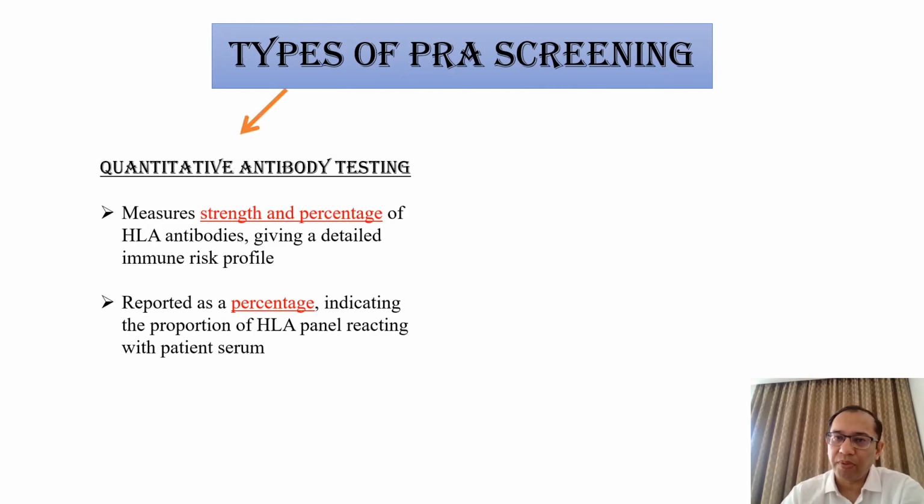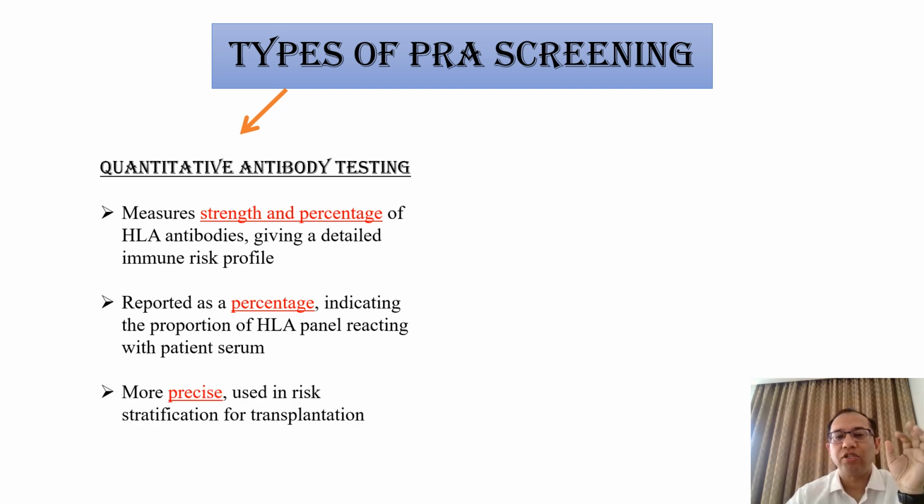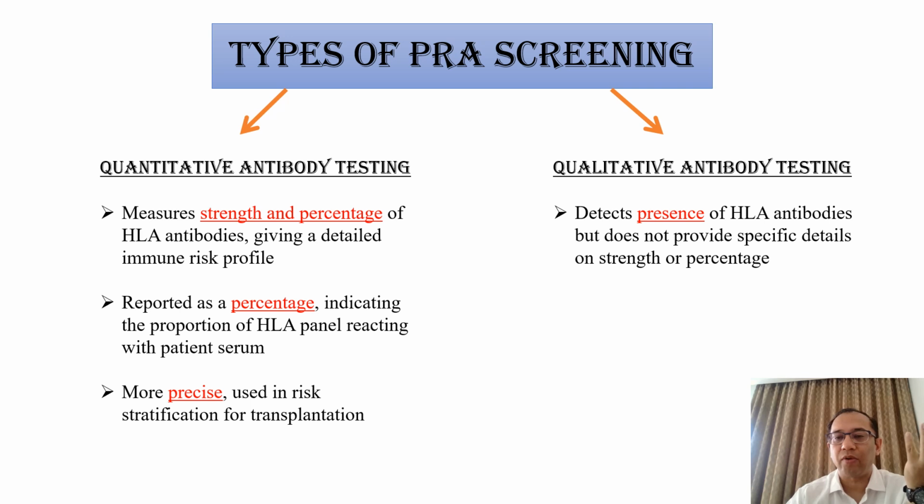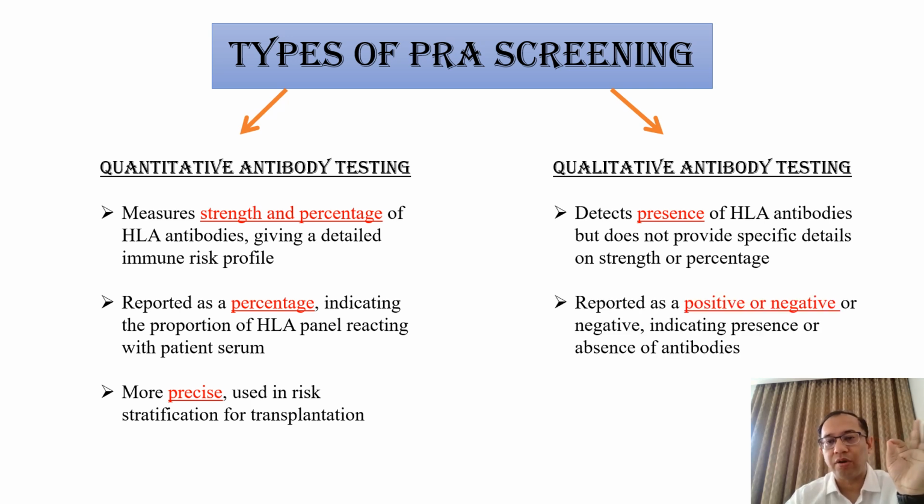So we have two types of PRA screening. First is a quantitative PRA screening, which basically means the strength and the percentage of HLA antibodies reported as a percentage, and it is more precise. You can also have a qualitative antibody testing, which detects the presence or absence of HLA antibodies. Whether they are donor specific or non-donor specific is not determined. You will just report it as positive or negative, indicating the presence or absence of antibodies. So it gives limited information.